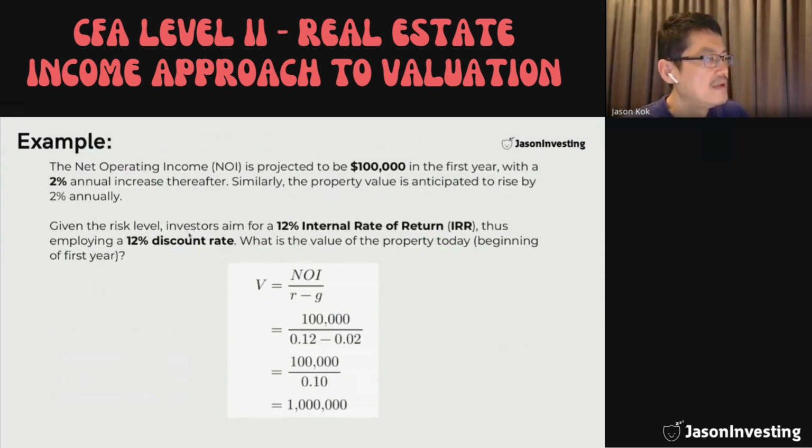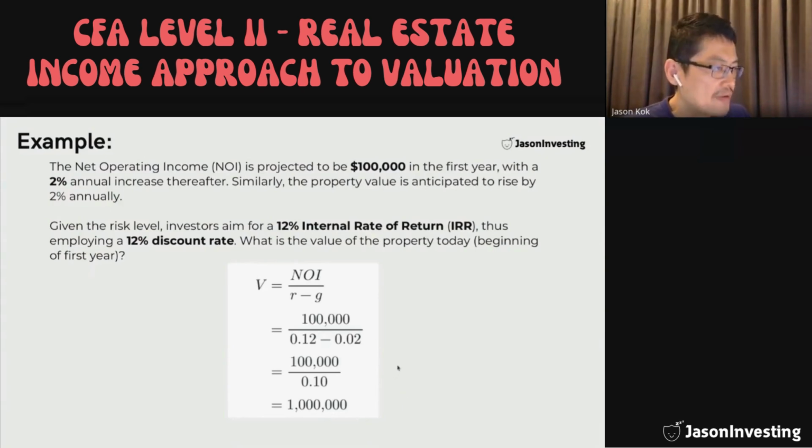Given the risk level, investors aim for a 12% internal rate of return. So this is equivalent to saying a 12% discount rate. So the internal rate of return is also the same as the required rate of return. So V, the valuation of the property, is equal to NOI divided by R minus G, because now we have this growth rate of 2%. And remember that R minus G is essentially the cap rate. So we have 100,000, which is projected. Remember the word projected here is important because we need to be one period ahead. And so this will result in a $1 million valuation for the property.